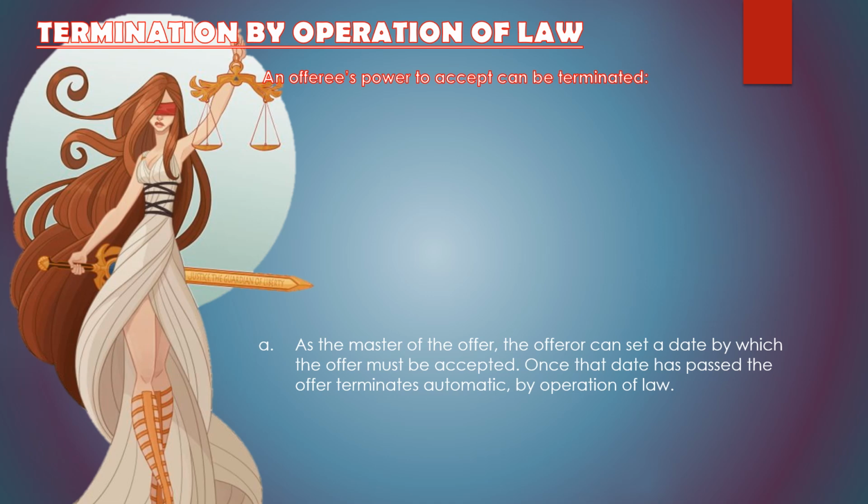I offer to sell you my car for $10,000. You have until next Wednesday at 1:35 p.m. to accept my offer. This means that at 1:36 p.m., the offer terminates by operation of law due to lapse of time. The time period that you had to accept expired.